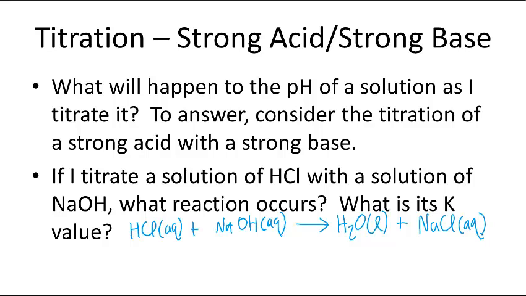Can anyone think of a simpler way to represent that equation? Yeah, we know that HCl is completely dissociated, and we know that NaOH is completely dissociated in water. And we know that NaCl is completely dissociated in water. So the Na plus and the Cl minus are just spectator ions. So really, the reaction is just H plus and OH minus makes H2O.